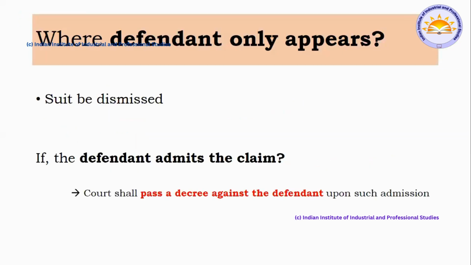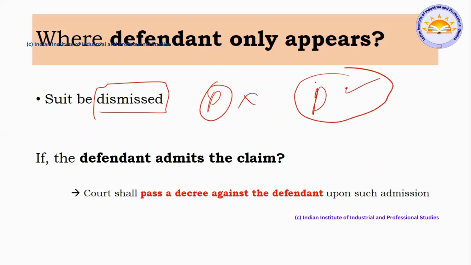Next, where only the defendant appears. Only the defendant appears, so the suit is dismissed. If the plaintiff has not appeared and the defendant has appeared, so what happens? The plaintiff has not come. That's the reason such a suit will be dismissed.